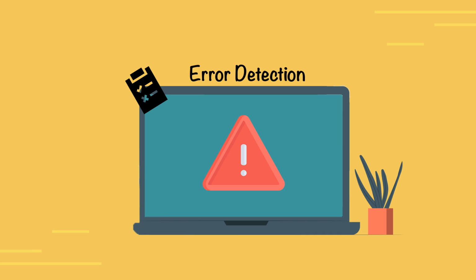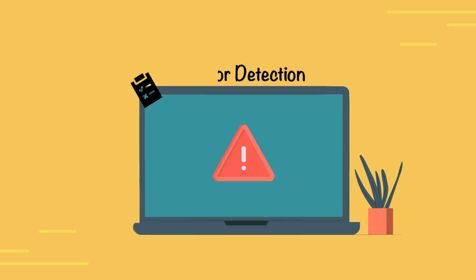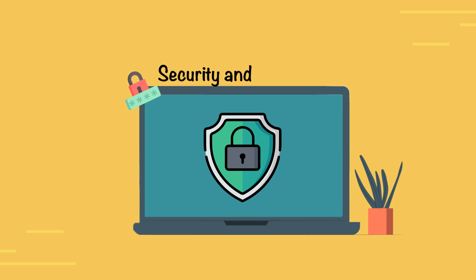And the last service that the operating system provides is security and protection. Protection includes ensuring all access to system resources is in a controlled manner. For making a system secure, the user needs to be verified through the system.